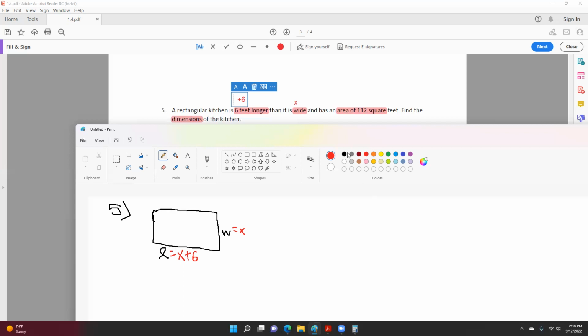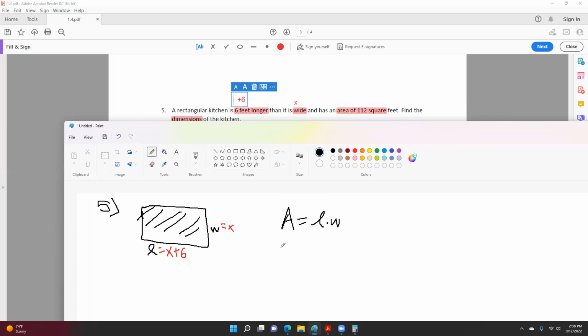They say that the area of this rectangle is given as 112 square feet. So we have to use the area formula, which in this case is length times width, where the area is 112. Now the length is X plus 6, and the width is X. So the area is 112, the length is X plus 6, and the width is X.